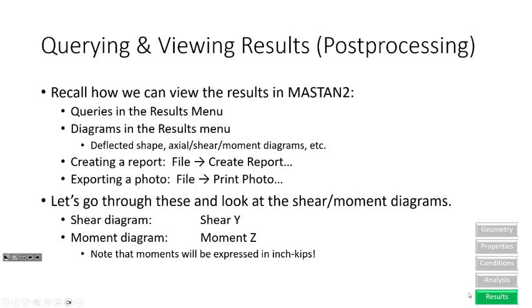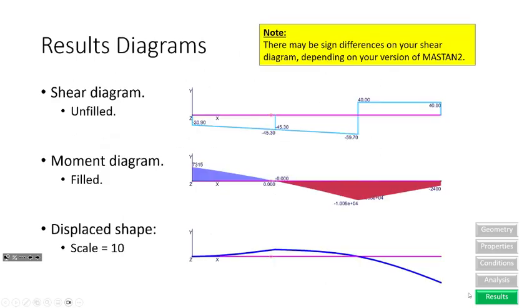The first thing I want to do is look at shear and moment diagrams. The moments are going to be big numbers because they're expressed in inch-kips, not foot-kips. You can go in and plot either shear Y or moment Z. Dependent upon your version of MASTAN, because I've noticed some differences between the app and the program, you will probably get everything that I've got here, but you might have some sign differences on your shear diagram. The magnitudes shouldn't be affected at all.